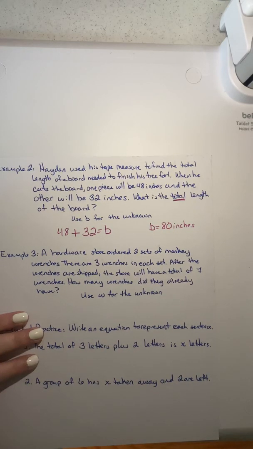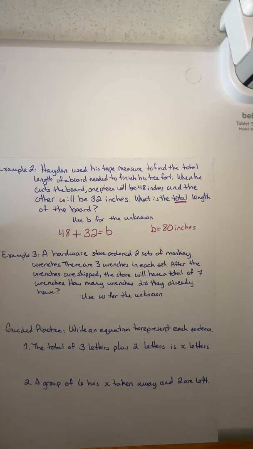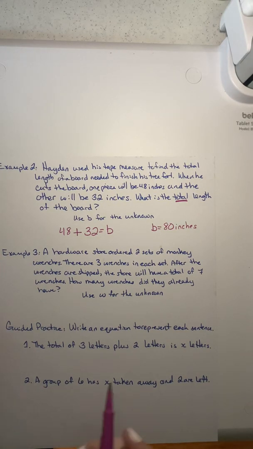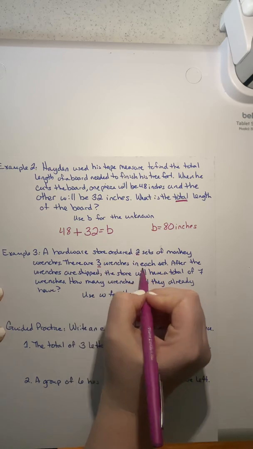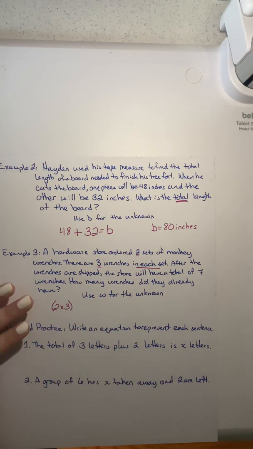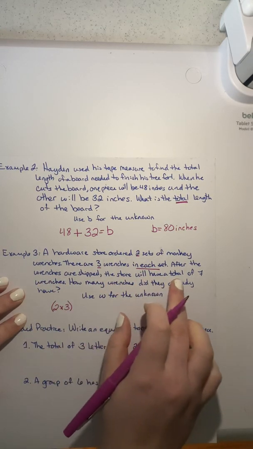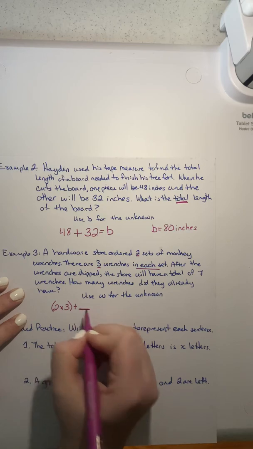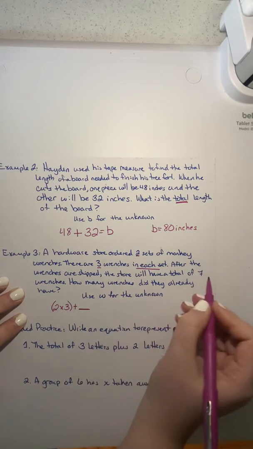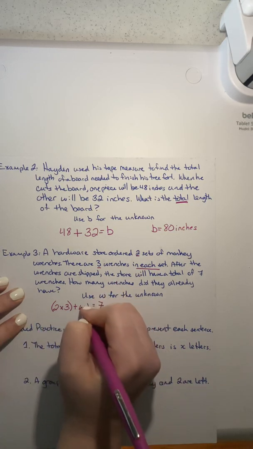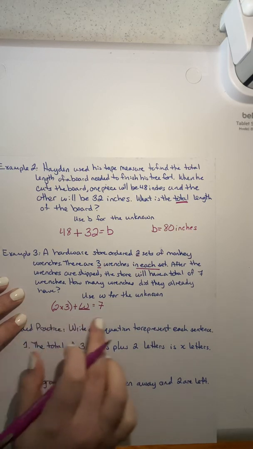Okay, so let's look at example 3. A hardware store ordered 2 sets of monkey wrenches. There are 3 wrenches in each set. After the wrenches are shipped, the store will have a total of 7 wrenches. How many wrenches did they already have? Okay, so they have 2 sets, 3 in each set. So we know that that's going to be multiplied. Okay, after they're shipped, the store will have a total of 7. So that means we're going to add something here, but we don't know, and the total would be 7. We're going to use W for the unknown, so we're going to put our W in because we don't know that part. So there's our equation now.